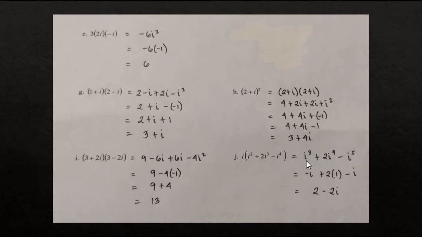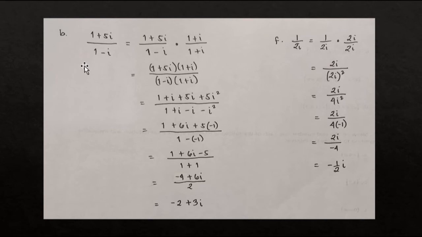So, on our discussion, i cubed is equal to negative i. Then i to the power of 4 is equal to 1, times 2. Minus i to the power of 5 is equal to i. So, we simplify further. 2 times 1 is 2. Then negative i minus i, that is negative 2i. So, the answer is 2 minus 2i.